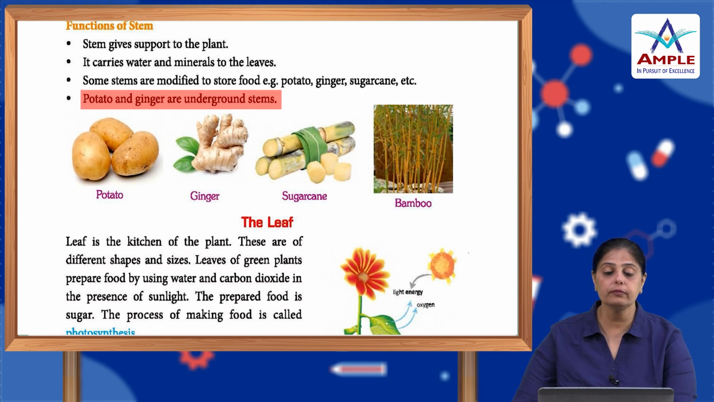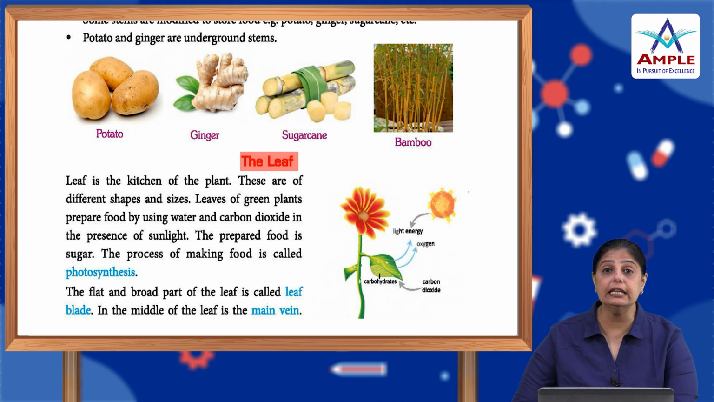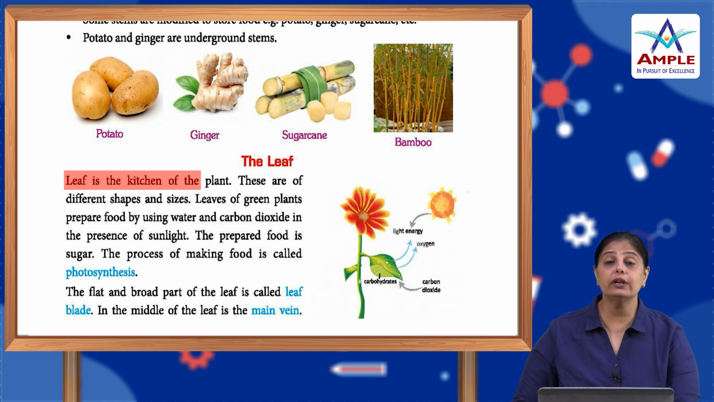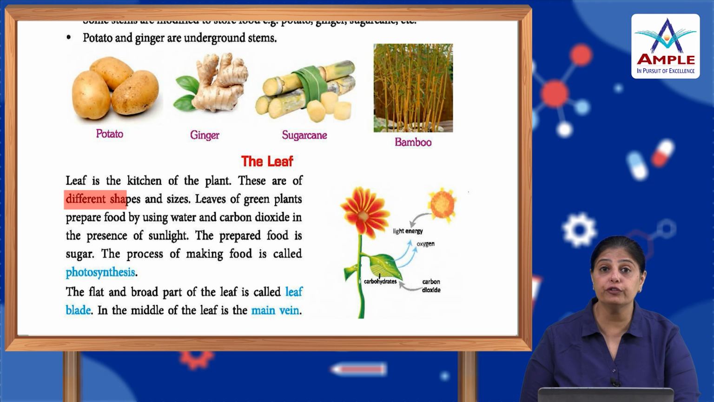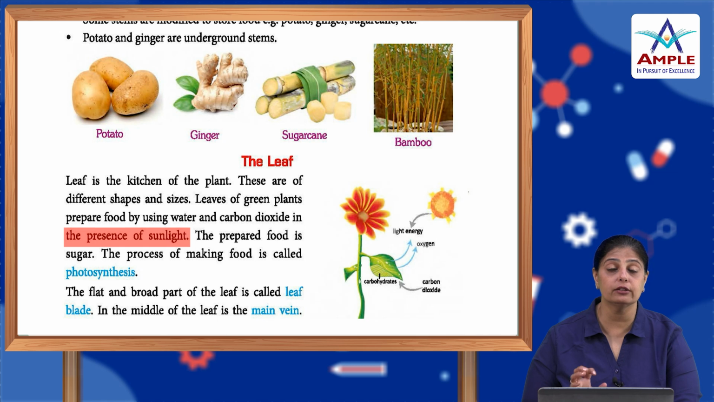Now, let us talk about the leaf. Leaf is known as the kitchen of the plant. Now, why is it known as the kitchen of the plant? Because the food is prepared on the leaves. Now, these are of different shapes and sizes. Leaves of green plants prepare food by using air, water and carbon dioxide in the presence of sunlight.